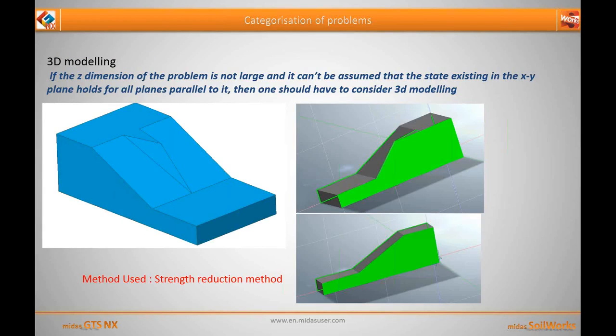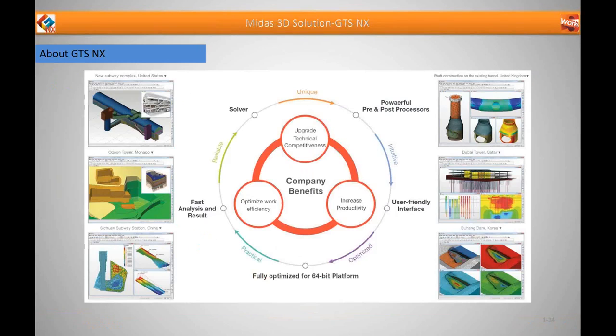Now, as we were talking of the categorization of problems, the first was the 2D and the second is the 3D. In the 3D, if the z direction becomes very large, as I discussed, and it can't be assumed that the state existing in the xy plane holds for all planes parallel to it, you can't go for 2D modeling. So in that case, we need to consider the 3D modeling, and here I would like to introduce you to the product of MIDAS, that is the 3D solution called GTS Nx.